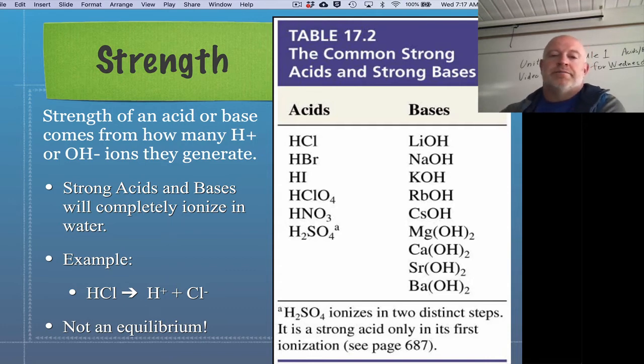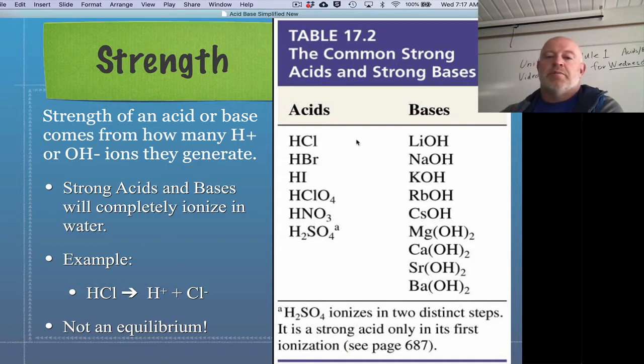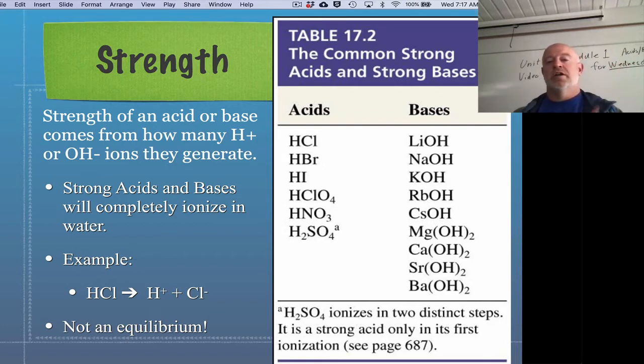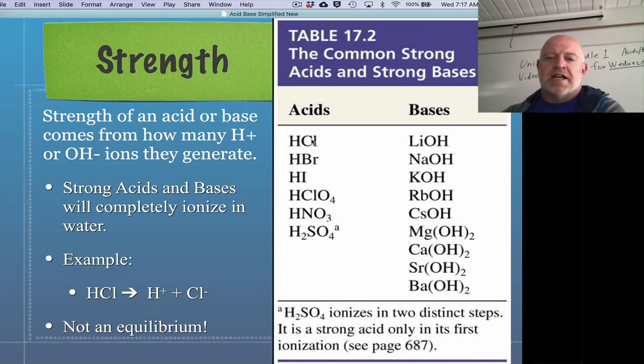Now, within our world, there are very few strong acids and strong bases. Okay, there's all kinds of acids and bases out there. But this table right here kind of summarizes what most people would consider the strongest acids and the strongest bases. And we give them the designation of strong because it doesn't just mean like, hey, they're tough. It just means that these are the ones that completely ionize, okay? So hydrochloric acid, hydrobromic acid, hydroiodic acid, chloric, nitric, and sulfuric.